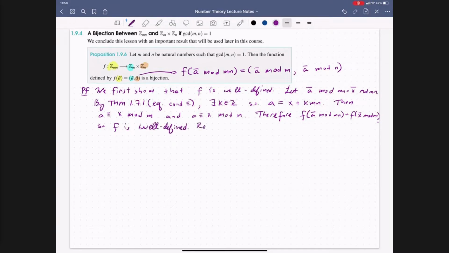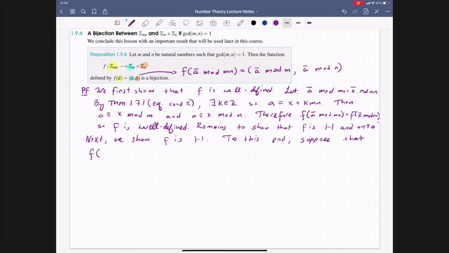So now it remains to show that it's one-to-one and onto. Let us go ahead and show injectivity first. Next we show injectivity. So f is one-to-one. To this end, suppose that f of a bar mod mn is equal to f of x bar mod mn.